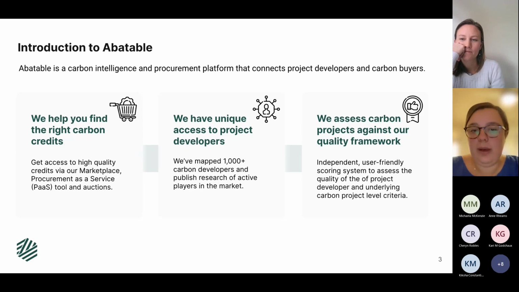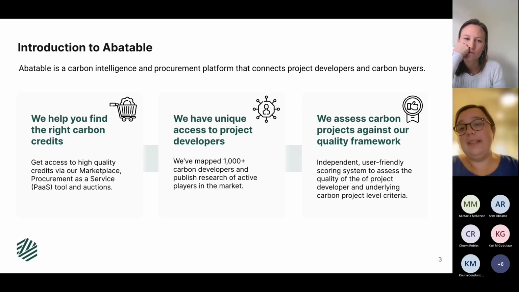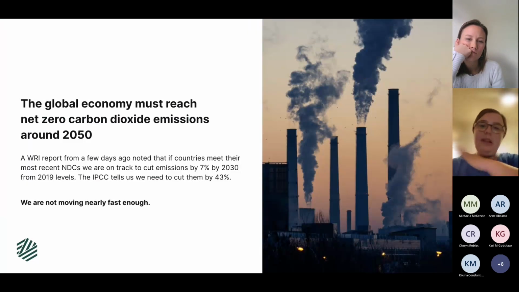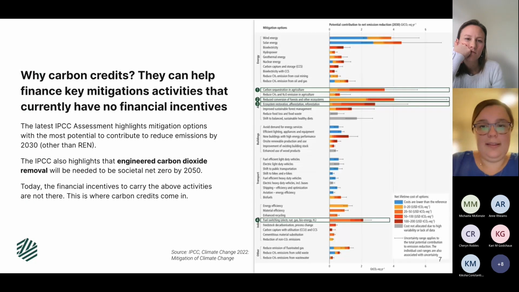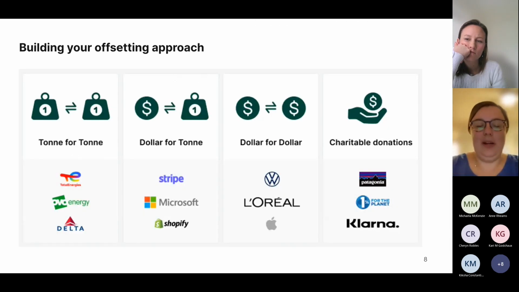So we have access to about 1,000 project developers, the people who are implementing the projects on the ground. And we also assess the quality of the projects. This is something I'm going to show you in a second, because not all projects out there are equal. There's lots of variation in the quality of projects, and I'll explain what we look at when we mean that. I'm going to skip this because I think Michael gave a great overview.